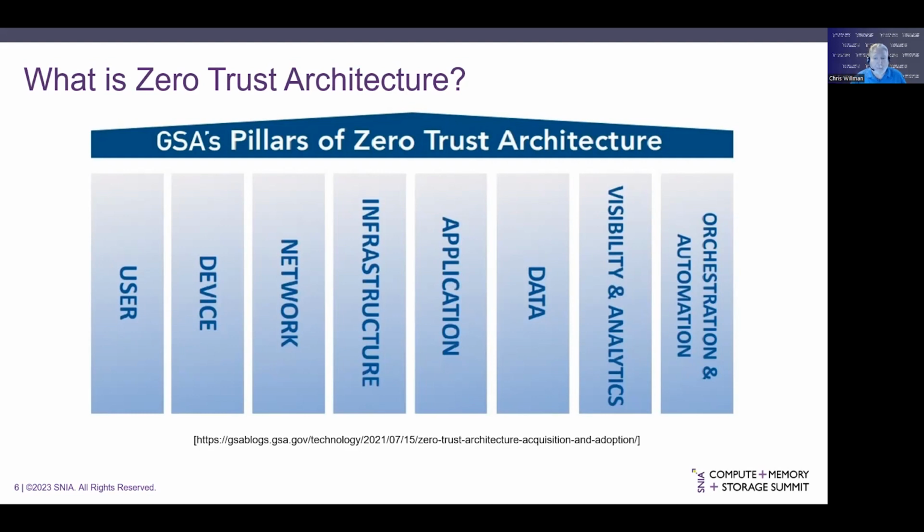This diagram, created by the Government Services Administration, shows the organization's components and capabilities sorted into the categories of user, device, network, infrastructure, application, sometimes also known as workload, data, visibility and analytics, and orchestration and automation. Oftentimes we'll see governance as an overarching or surrounding component. For the sake of time, we will not dwell on the individual components and just focus on them as being a way to organize our thought process.